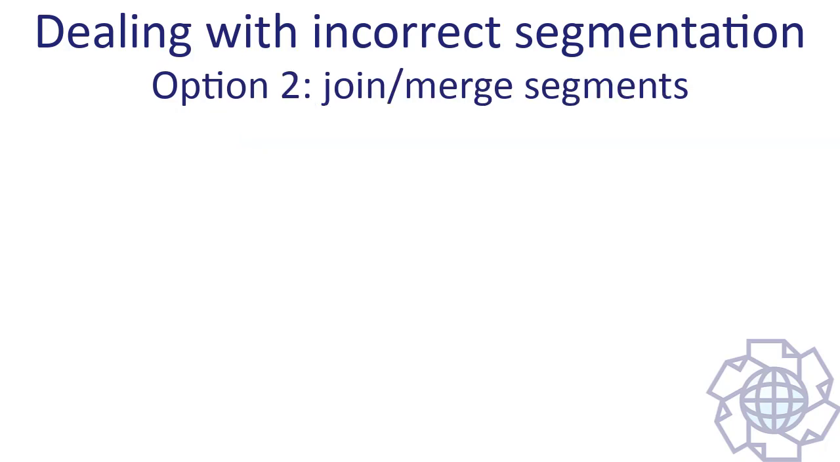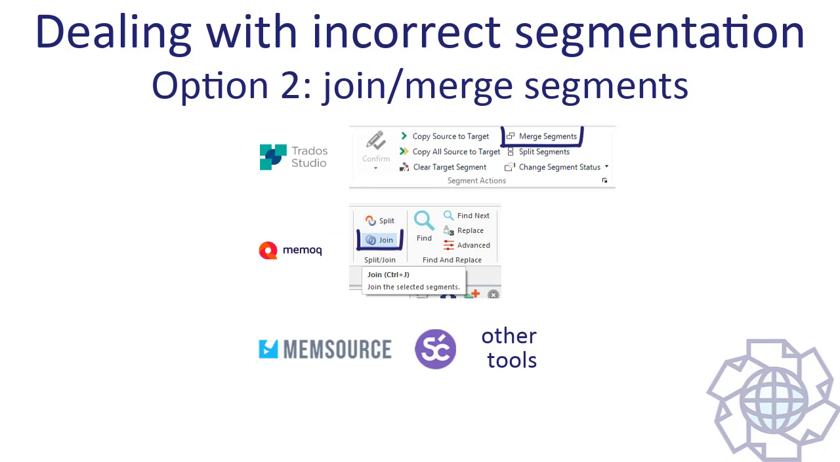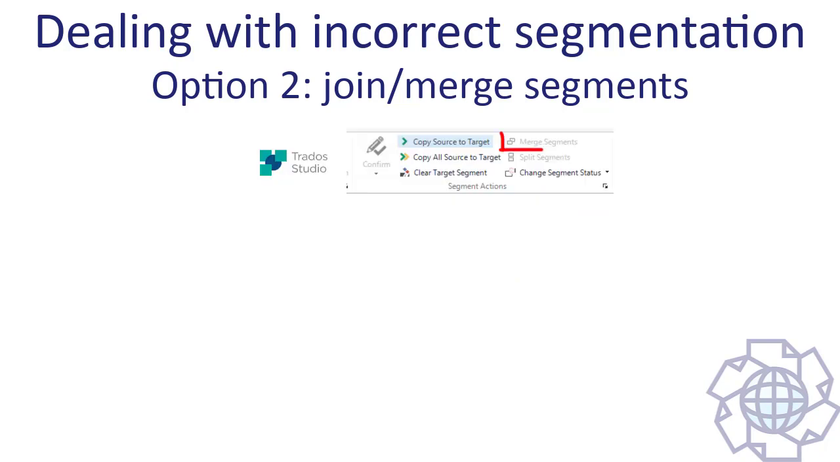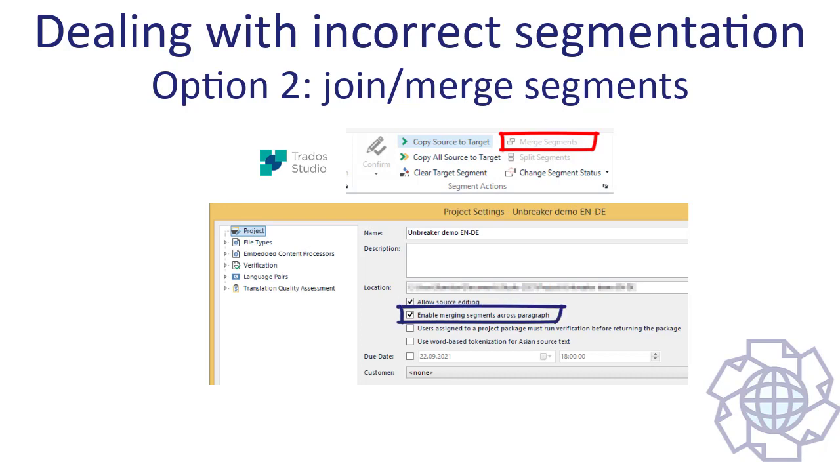The second choice is to join or merge these segments together. This is possible in many common CAT tools. However, it doesn't always work. For instance, in most cases, when you work in MemoQ, you cannot join segments inside a view or inside a document for which there is a view. In MemSource, MemoQ, and other CAT tools, it is not possible to join segments if you have applied a filter or sorting. In Trados Studio, you will not be able to join segments unless a special option is enabled under Project Settings by you or by the project manager who created the translation package.